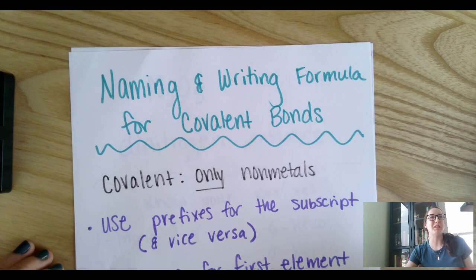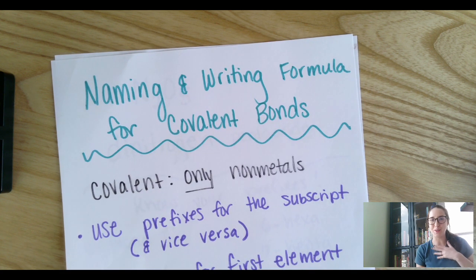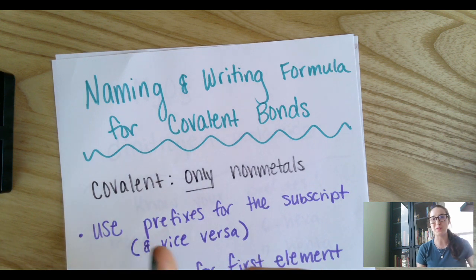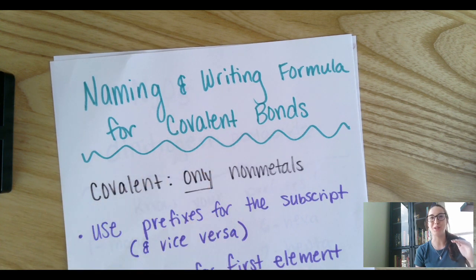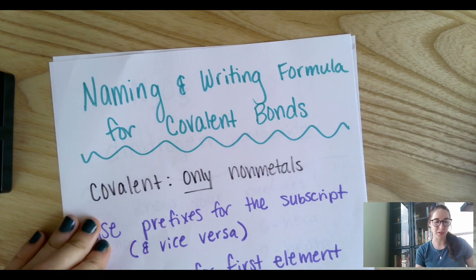Let's go over naming and writing formulas for covalent bonds, all right? So, covalent bonds, in my opinion, are easier to name and write formulas for than ionic bonds, but you still want to make sure that you have it down and that you know everything that there is to know about naming and writing formulas for covalent bonds.